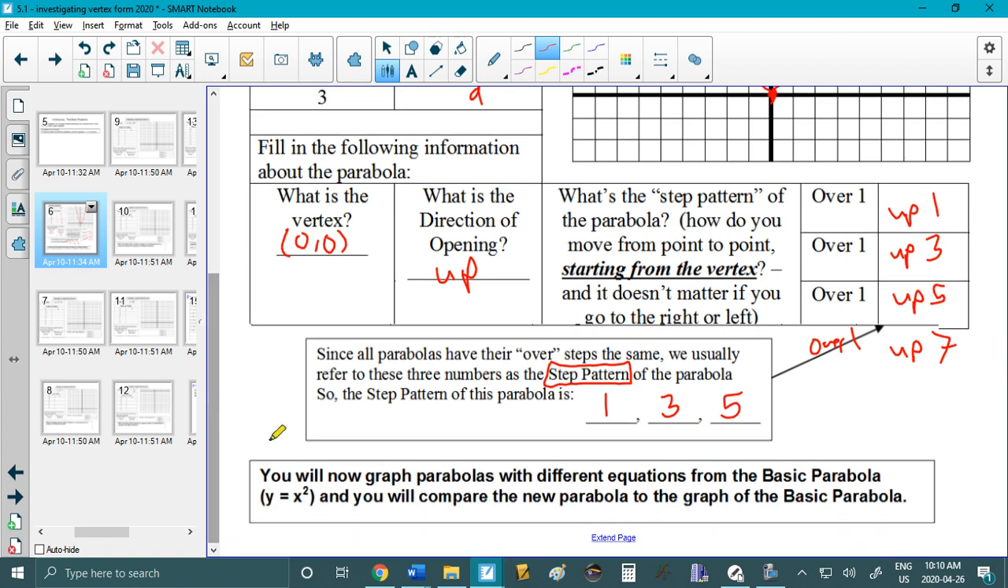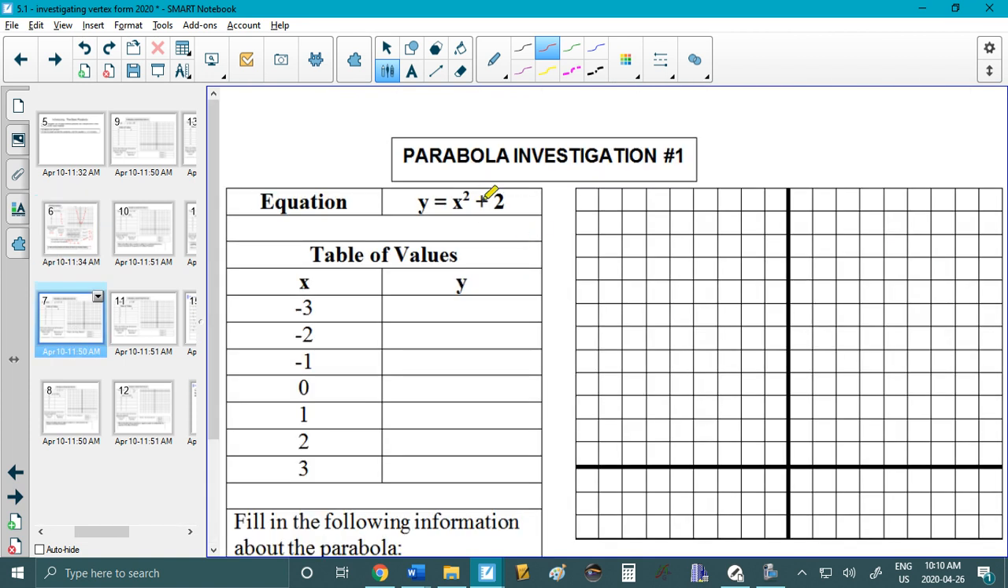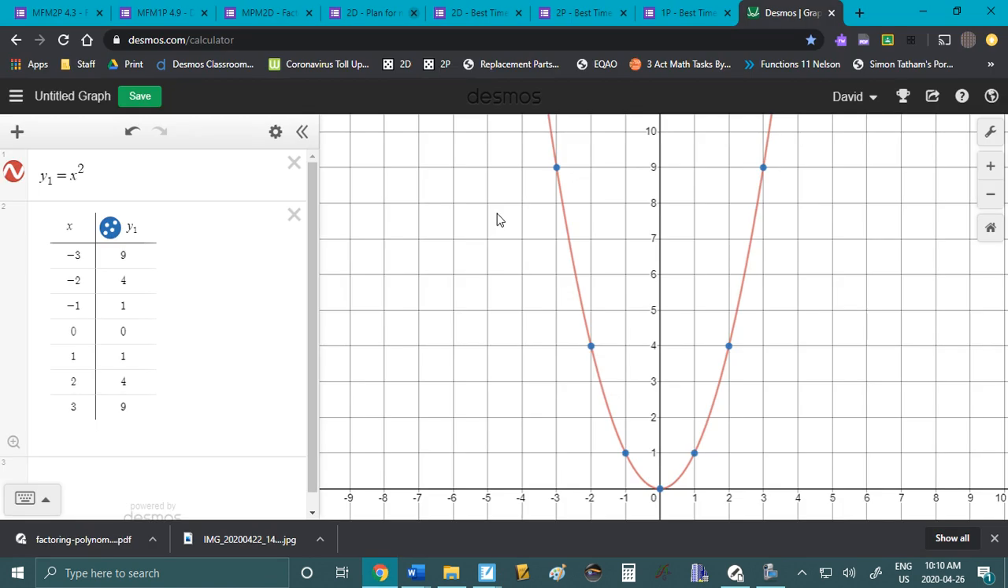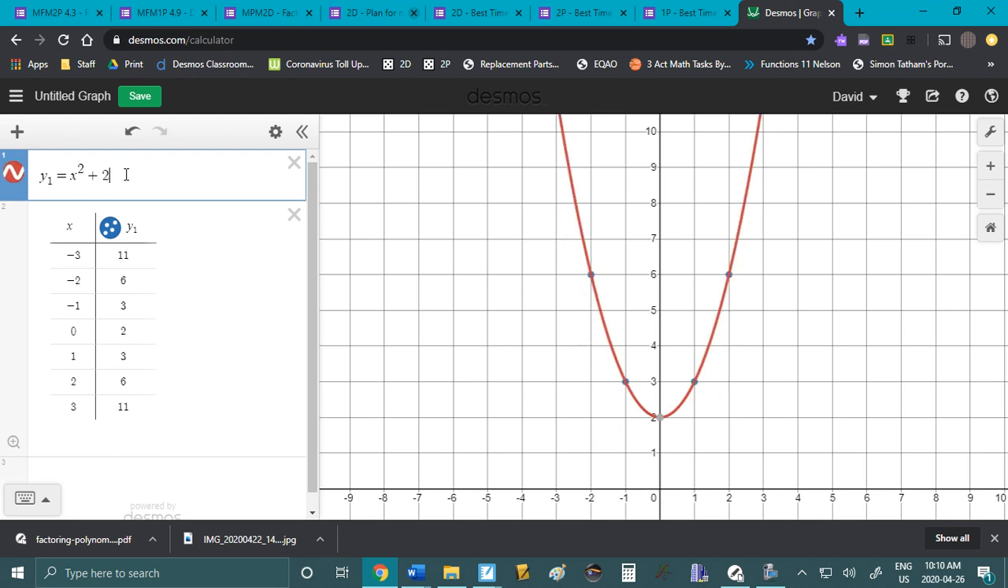All right, so now you're going to graph parabolas with different equations from the basic parabola, and we're going to compare them to try to figure out what's going on here. So the second one is x squared plus 2. So if we go back here, remember, the way I set this up with x here and y1 here, I can change this to x squared plus 2, and instantly the y values fill in.